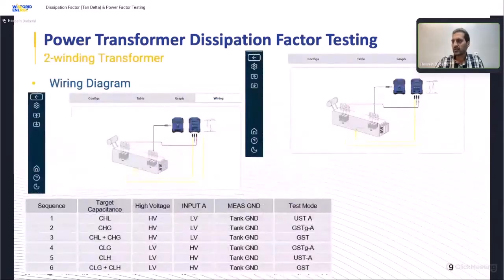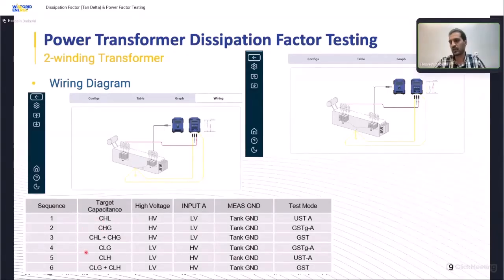So for 2 winding transformers, we have 3 main target capacitances. It's called CHL, which is the capacitance between high voltage and low voltage winding. CHG is the capacitance between the high voltage winding and the ground, the grounded tank of the transformer. And finally, CLG, which is the capacitance between the low voltage winding and the magnetic core of the transformer, which is grounded.